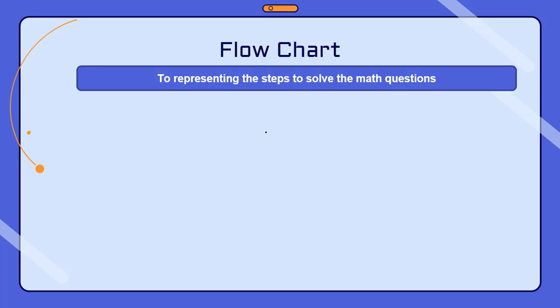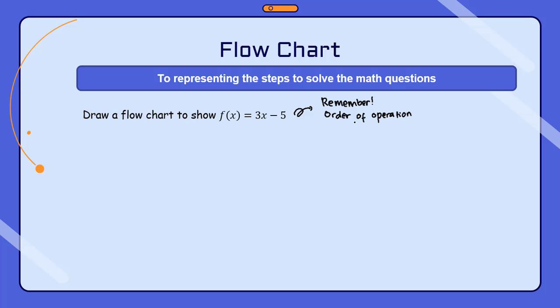So I have an example. This is the question. We have to draw a flowchart to show the function 3x minus 5. Before we start to draw a flowchart to show this function, you have to remember the order of operations. And also you have to know which one is the priority. So for the first step, you have to choose a number as an input. Over here, let's use the value x.